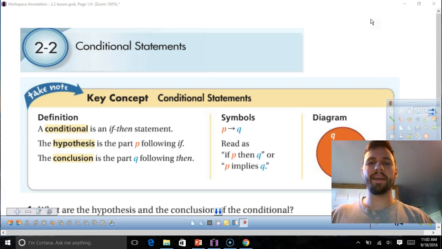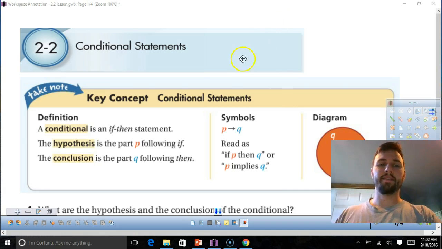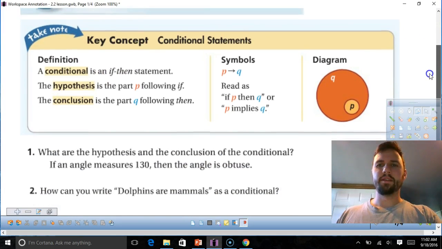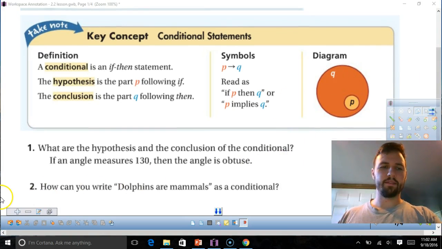What is a conditional statement? Good question. I'm happy you asked. A conditional statement.